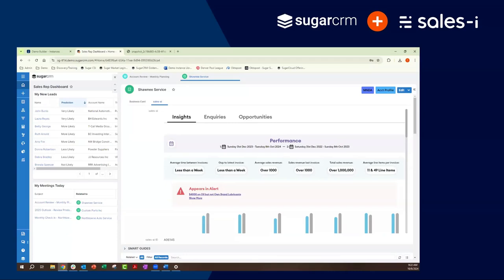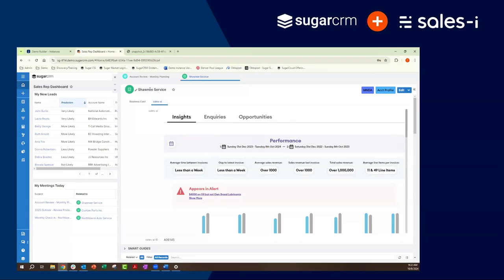Okay. Before I dive in here, what is the definition of sales intelligence, right? It's a collection of tools, techniques, and practices that help sales teams make informed decisions by gathering and analyzing data about their customers and prospects. So that's exactly what SalesEye is going to do here.